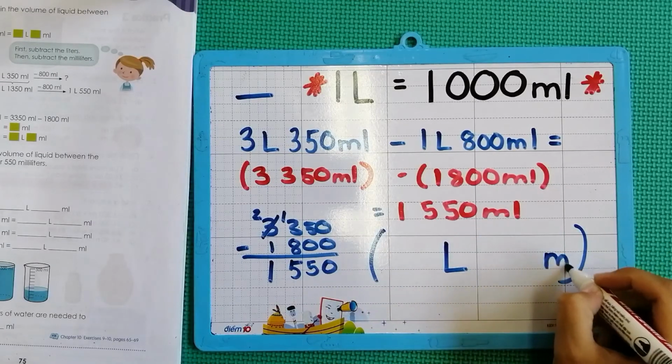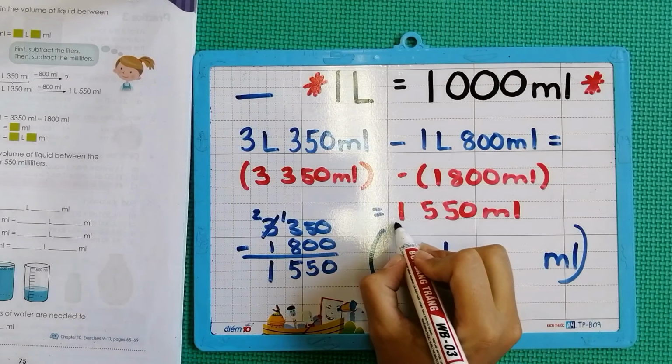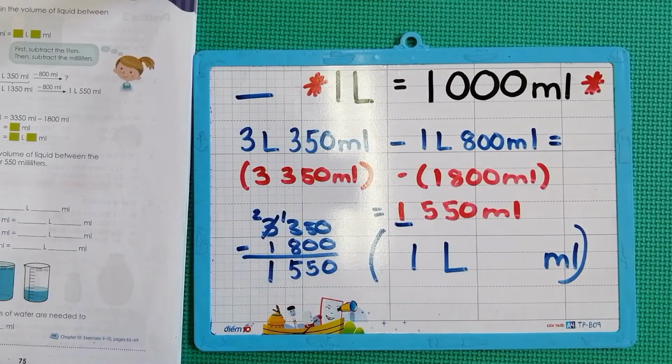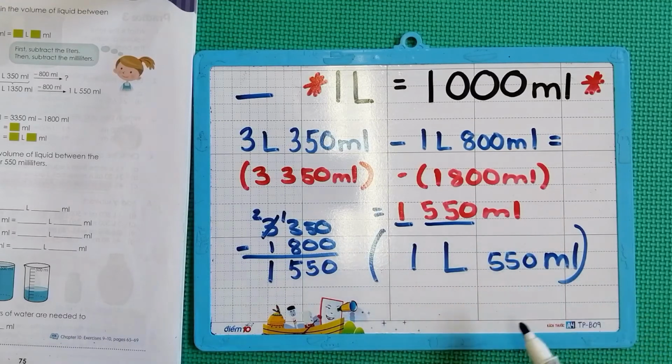Oh dear, but what if they make us write it in liters and milliliters? What am I going to do? Very simple. You are going to look at your thousands column for your 1 liter, and you write your remaining milliliters next to the liters. And this is how you subtract.